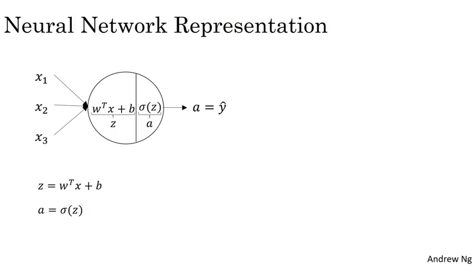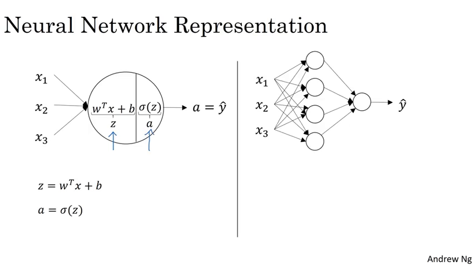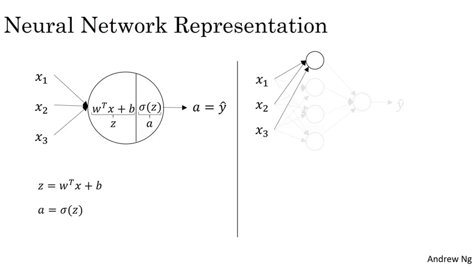Now, we've said before that logistic regression, the circle in logistic regression really represents two steps of computation. First, you compute z as follows, and then second, you compute the activation as a sigmoid function of z. So a neural network just does this a lot more times. Let's start by focusing on just one of the nodes in the hidden layer. Let's look at the first node in the hidden layer. So I've grayed out the other nodes for now.